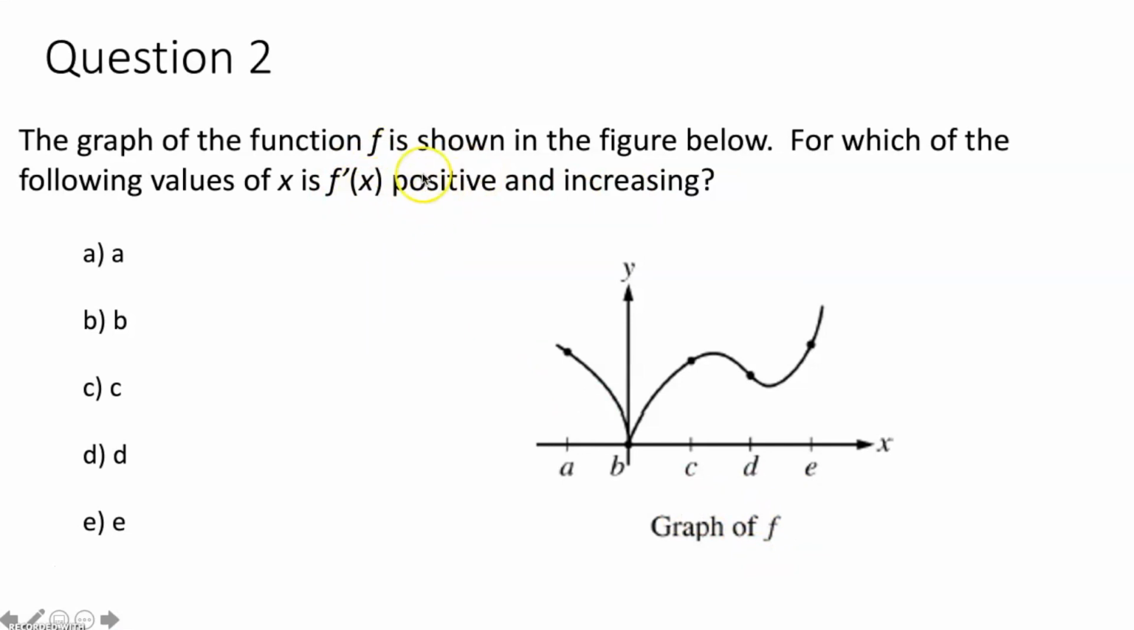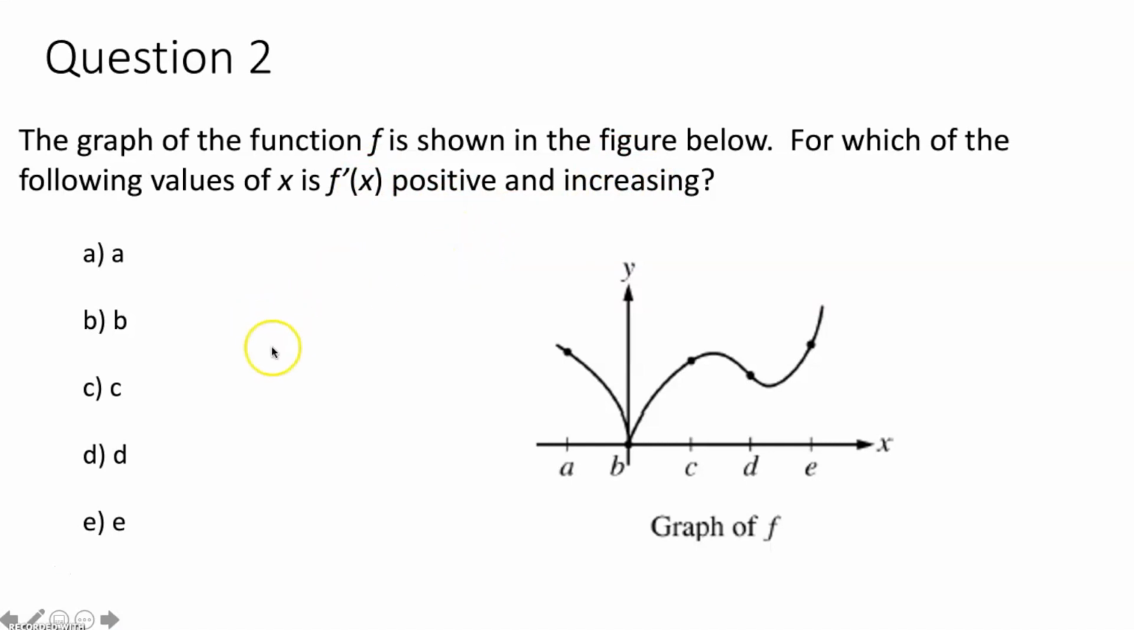Well, when f prime of x is positive, that means the slopes of the lines tangent to the given function are positive, meaning your original function is going to be increasing. So we are looking for where the original function f is increasing. We're also looking for where f prime is increasing. So where's f prime increasing?